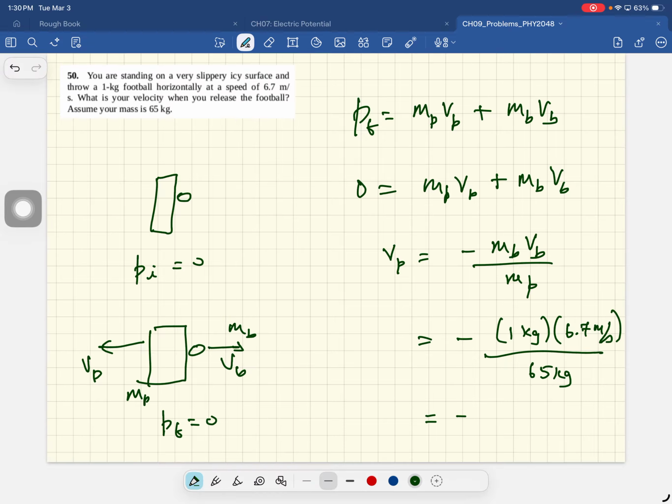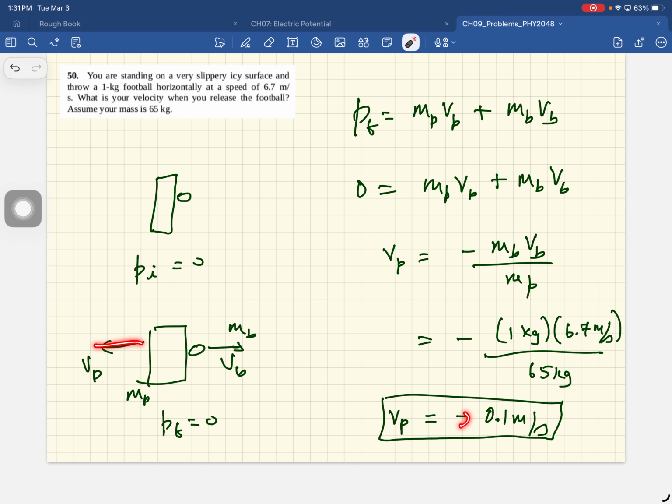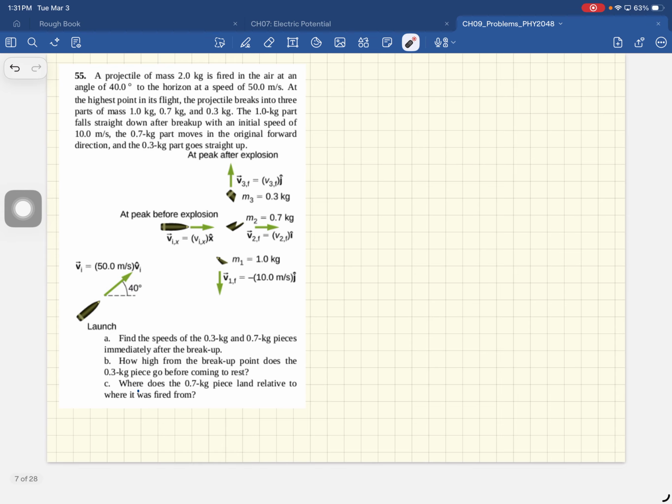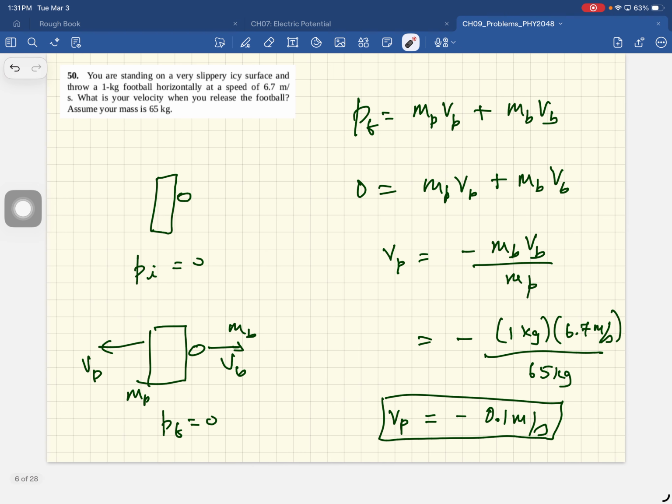Okay. All right. So the 1 kg part falls straight down with an initial speed of 10 meters per second. This 0.7 kg moves in the original direction. Now, as an object is going in a parabolic trajectory, there is the y component of the velocity, and there is the x component of the velocity. What happens to the x component of the velocity? Is there an acceleration in the x direction? No. So the x component of the velocity remains constant, so the x component of the velocity is just 50 cosine 40, okay?